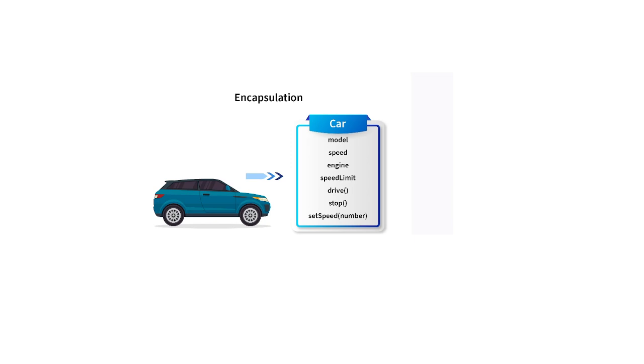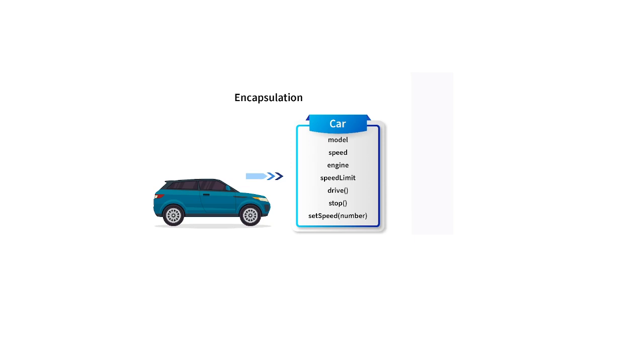A variable is nothing but a data member, or we can say a property, and methods are behavior. Whenever you bind these data members and methods together into a class, we call it encapsulation. I will give some real life examples.